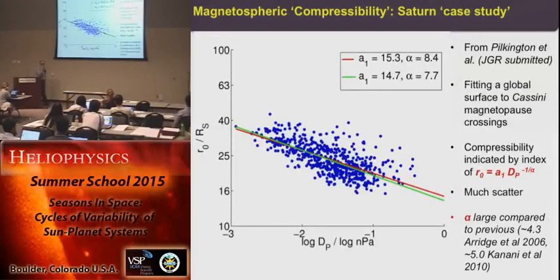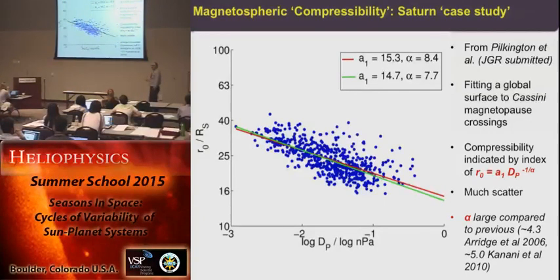Okay, so to illustrate the internal driver that I've been talking about at Saturn, I thought it would be interesting as a case study to talk about some work that a graduate student, Nathan Pilkington, has been doing recently at UCL. And Nathan has been doing the rather thankless task of studying hundreds and hundreds of magnetopause crossings in Cassini data. And he has magnetic field information, and the plasma teams have provided him with plasma pressure information as well. And using all that information, what one can do is try to construct a simple power law, like the one that we've just derived, which relates magnetopause standoff distance to solar wind dynamic pressure.